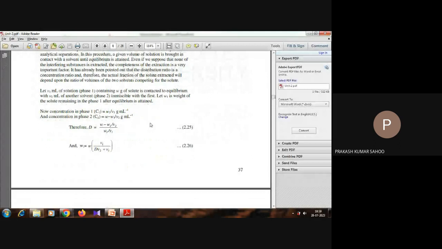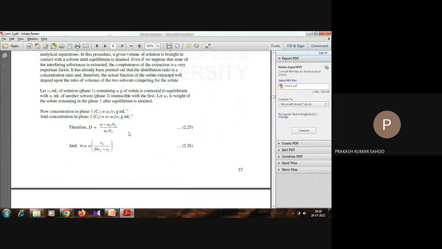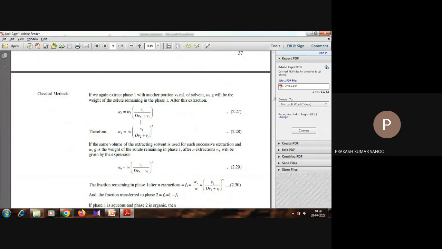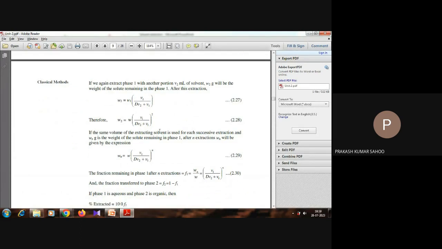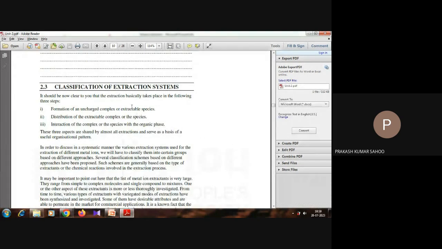Then there is multiple extraction with successive portions, like phase 1, C1 equal to W1 by V1, and phase 2, C2 equal to (W minus W1) by V2, then D will be phase 2 by phase 1. So these are the things you have to go through, and these are very fundamental things, and you will learn them easily.